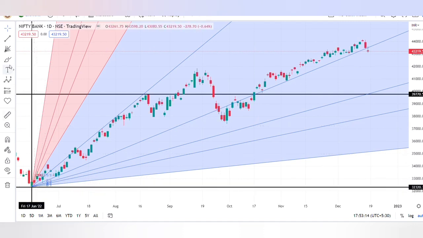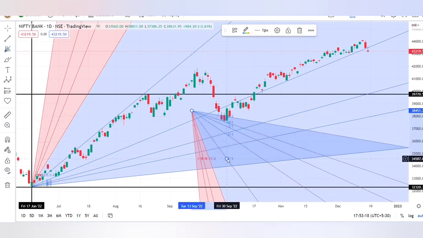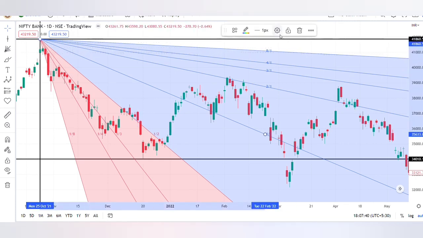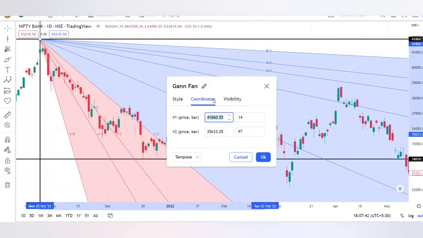But when we draw from any significant high point to a significant low point, then our second point will be at a lower price as compared to the first point. So we will subtract there and all other concepts would remain the same. Now let's take one example. First we will draw the Gann Fan from a significant high point, which we have already done. Click on the Gann Fan, go to the settings option, choose the coordinates menu.